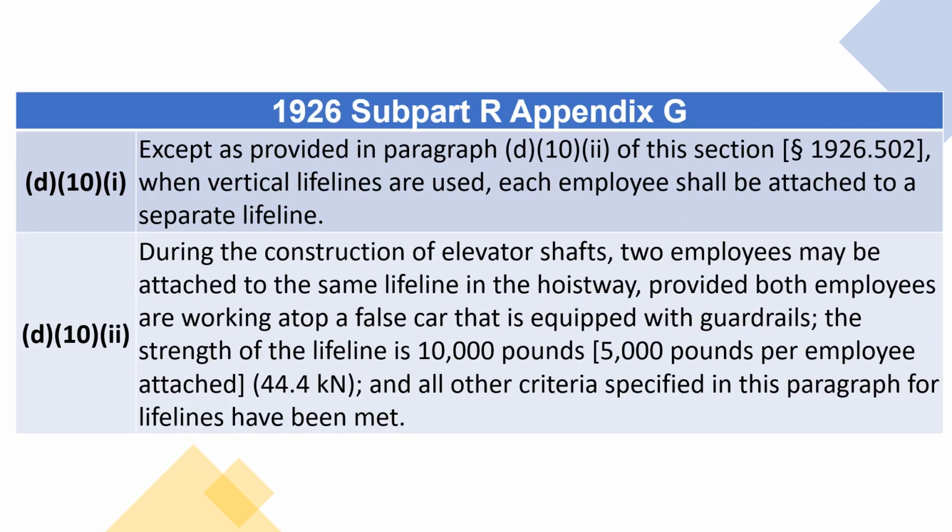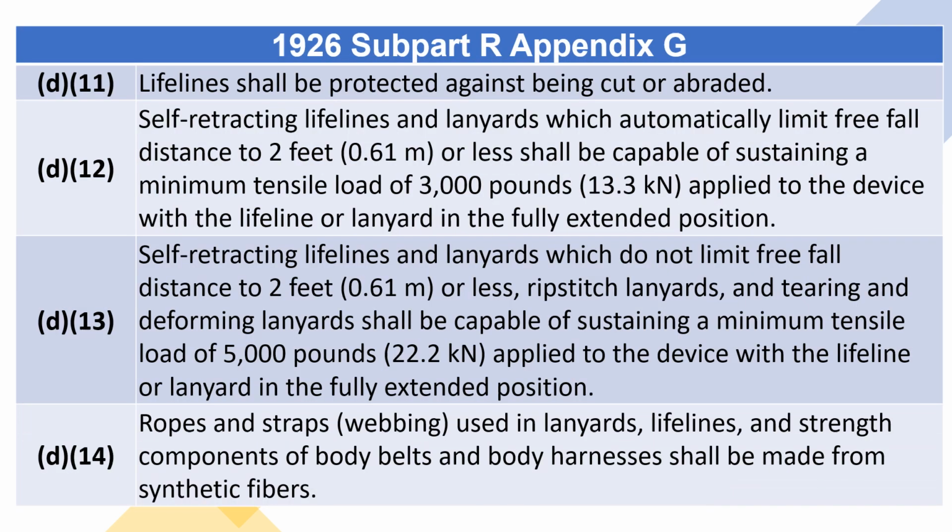D.10.1. Except as provided in paragraph D.10.2 of this section, when vertical lifelines are used, each employee shall be attached to a separate lifeline. D.10.2. During the construction of elevator shafts, 2 employees may be attached to the same lifeline in the hoistway, provided both employees are working atop a false car that is equipped with guardrails. The strength of the lifeline is 10,000 pounds (5,000 pounds per employee attached; 44.4 kN), and all other criteria specified in this paragraph for lifelines have been met. D.11. Lifelines shall be protected against being cut or abraded.